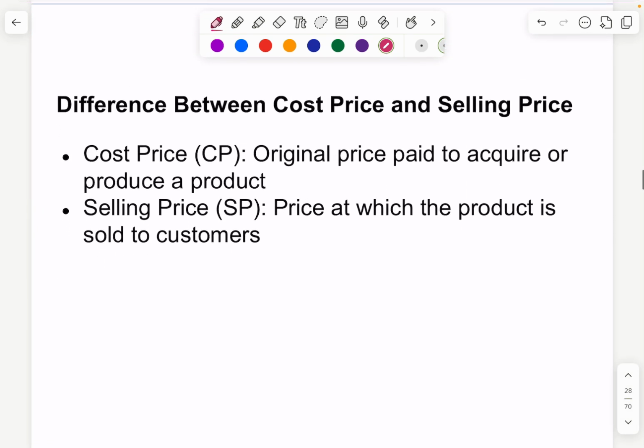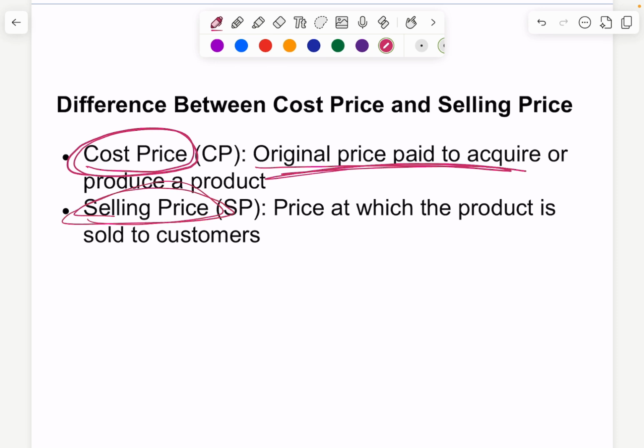So before ta mag-talk about markup, let's have first the difference between cost price and selling price, because ma-apply man diri ang word nga increase or the word markup. So when we say cost price, this is the original price paid to acquire or produce a product, and then selling price, this is the new price, the increased price. Si cost price, gidugangan nimo og markup to get your selling price.